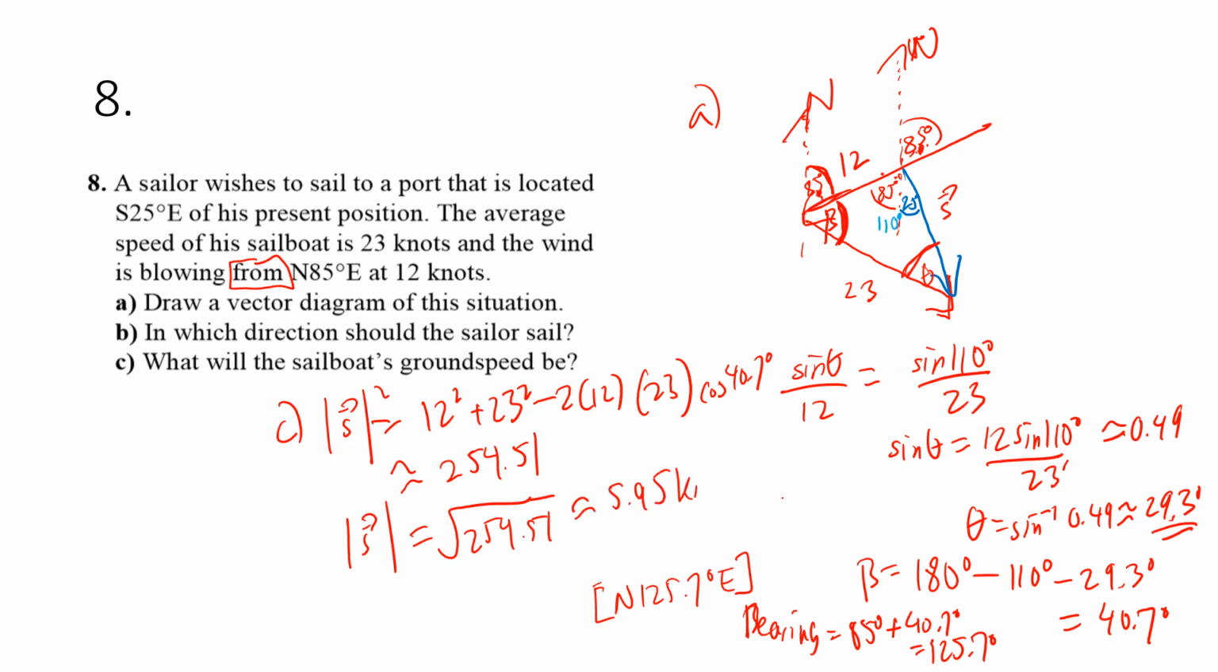It's a speed, so it should be kilometers per hour. Or maybe not kilometers per hour, maybe knots. We've got to use the same unit. All right. Okay, and that concludes question 8.